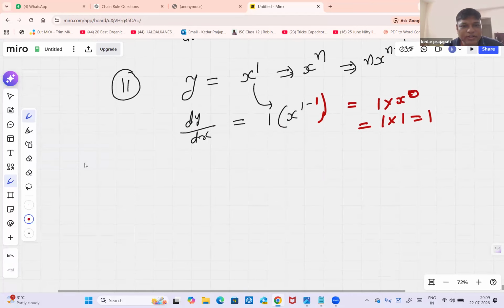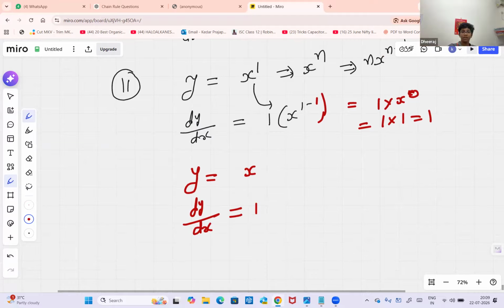This is very important. If y equal to x, dy by dx is how much? 1. How did 1 come? Because here the power is 1.